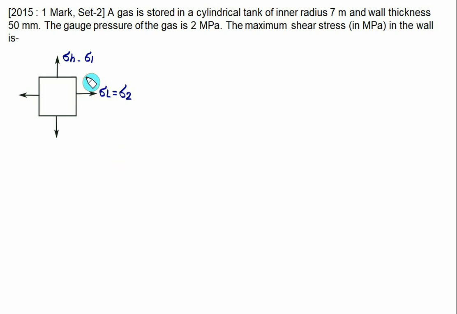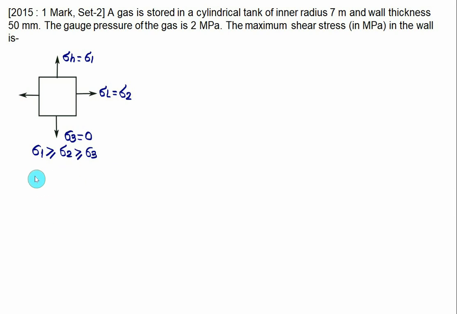We have to convert the two-dimensional state of stress into a three-dimensional state of stress. Out of sigma h and sigma L, sigma h is the higher value. So you always have to arrange the stresses in order. The highest value, sigma h, is assigned as sigma 1, sigma 2 equals sigma L, and the third stress will be equal to 0. Whenever you convert two-dimensional into three-dimensional, you assign sigma 3 equal to 0. Surely here we have sigma 1 greater than or equal to sigma 2 greater than or equal to sigma 3. Strictly you have to follow this order.